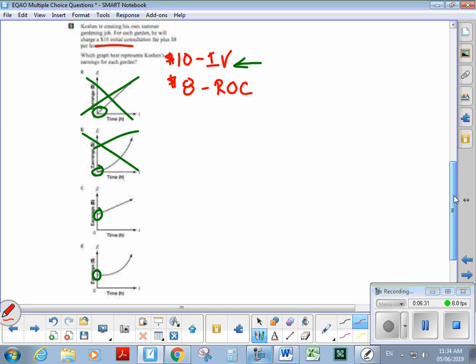Now, a constant rate of change is linear. So that means our answer is C. D is a curve. It is not a constant rate of change, so the answer here is C. Moving on to the next one.